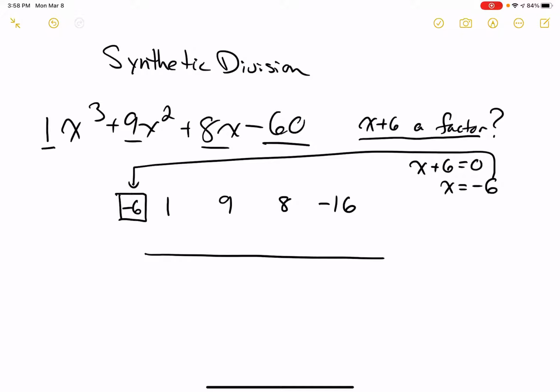So now the first step that you do with your synthetic division is you bring down the first number, whatever it is. And then we're going to multiply -6 times 1 and put that number here. And then we're going to add, we're not going to subtract here, we're going to add these two numbers, 9 and -6.